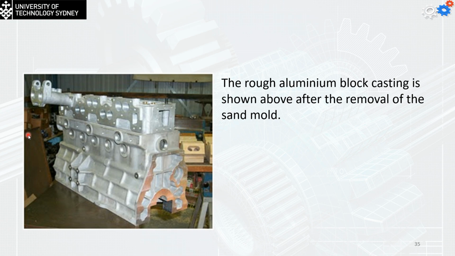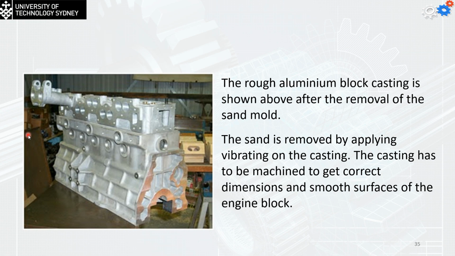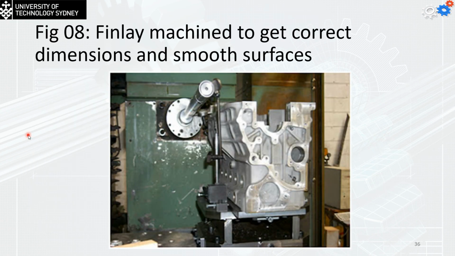So the rough aluminum block casting is shown above after the removal of the sand mold. It's going to be cleaned to look like that. The sand is removed by applying vibration on the casting, and the casting has to be machined to get the correct dimensions and smooth surfaces of the engine block. This is an example of one of the operations, which is mainly about drilling the holes on the side.